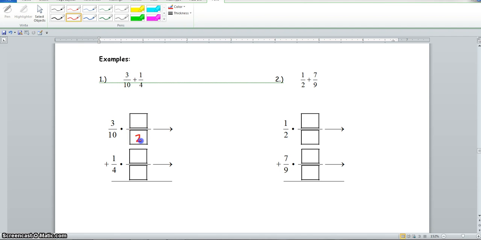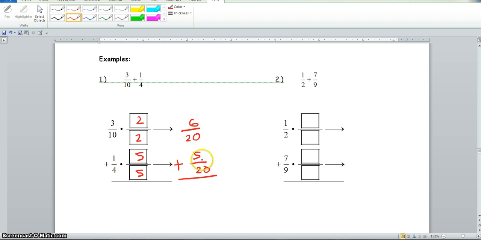We know it's 2. So we'll multiply the numerator and denominator of this fraction by 2. Now we ask ourselves, 4 times what is 20? We know 4 times 5 is 20, so we will multiply the numerator and denominator by 5. Now we will have 3 times 2, which is 6, and 10 times 2, which is 20, plus 1 times 5 is 5, and 4 times 5 is 20.